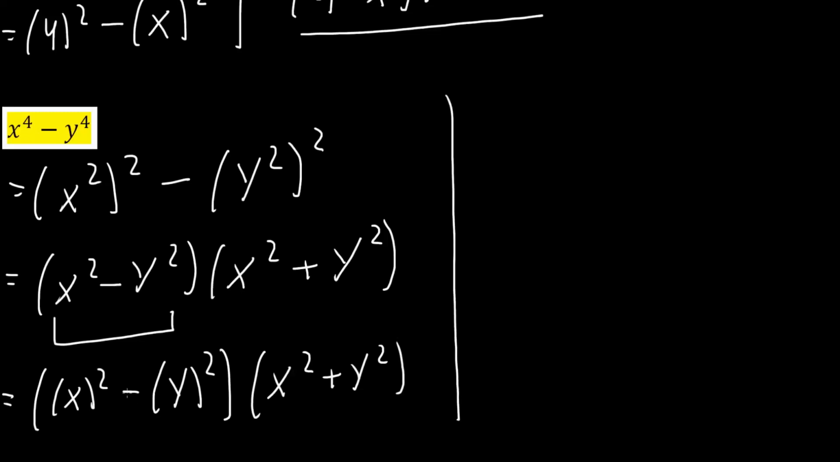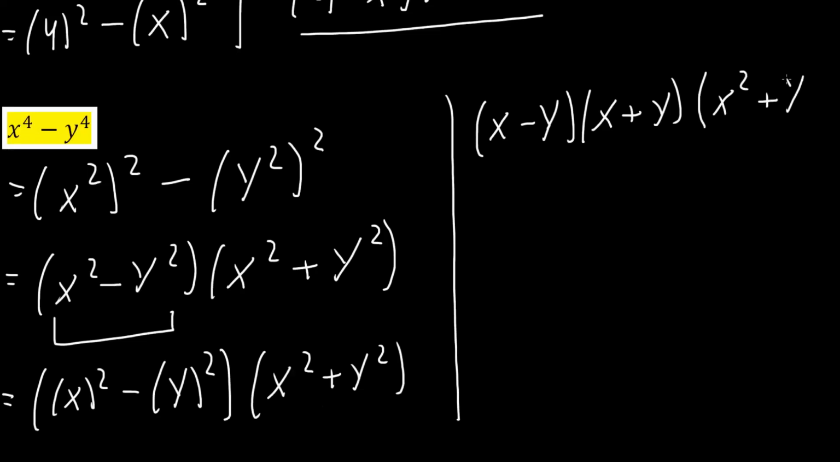And now we do the same exact thing that we did here. So we would get x minus y times x plus y, the opposite, times this original piece right here, x squared plus y squared. And then this right here would be the final answer to the last and final problem.